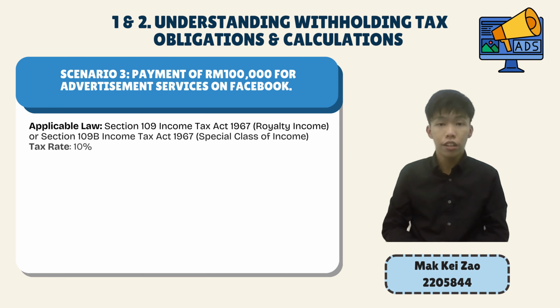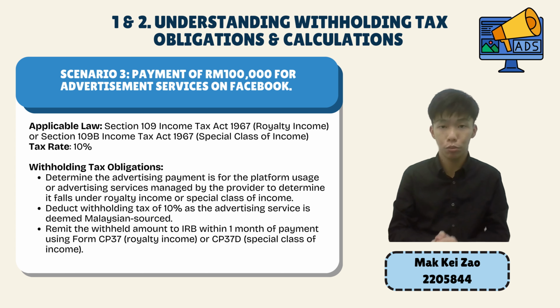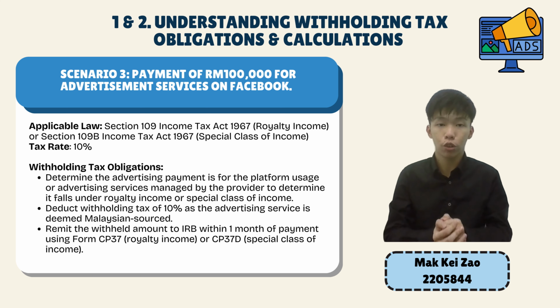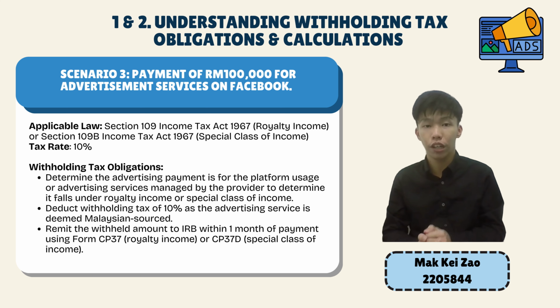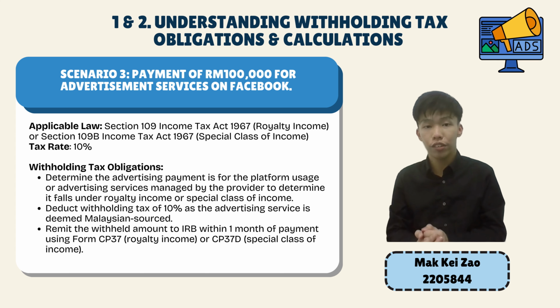For scenario 3, the company makes a payment of 100,000 ringgit for advertisement on Facebook. This payment can fall under Section 109 if it is considered royalty for using the platform, or under Section 109B if it is treated as special class of income for managed advertisement services. Either way, the law requires the company to deduct 10% withholding tax since the payment is deemed Malaysian source.